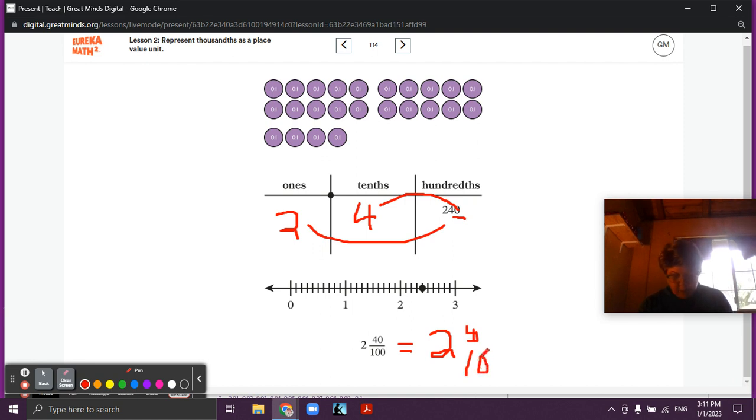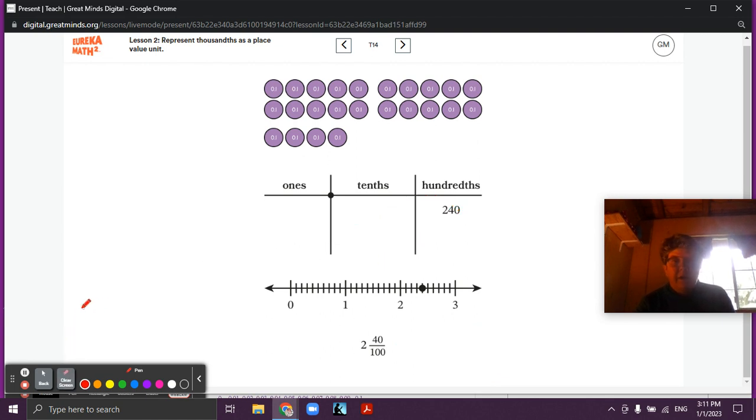So today we are talking about how we can represent decimal numbers in many ways. Sometimes we can rename units. Today, we'll represent thousandths as a place value unit in various ways and rename thousandths when we can. So that's your lesson goal for your mastery today, is to rename thousandths when you can and to represent decimals in different ways. All right, good luck.